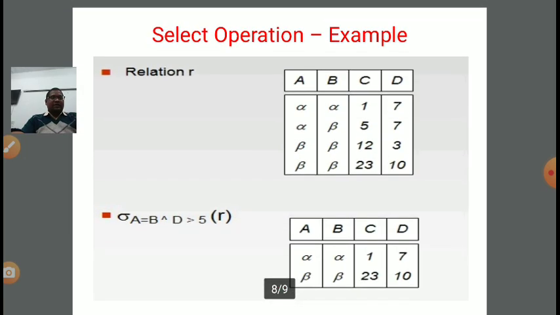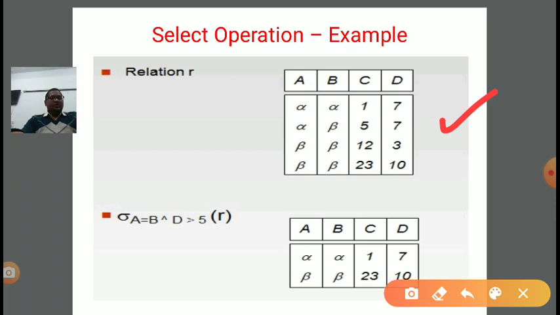So in this lecture we are discussing the select operation. If you see, the original relation has four columns, A, B, C and D, and in this table we have four rows. In the first row, corresponding to A, alpha; B, alpha; C, 1; and D, 7. Similarly, alpha, beta, 5, 7; beta, beta, 12, 3; beta, beta, 23 and 10. So this is the original relation, right?